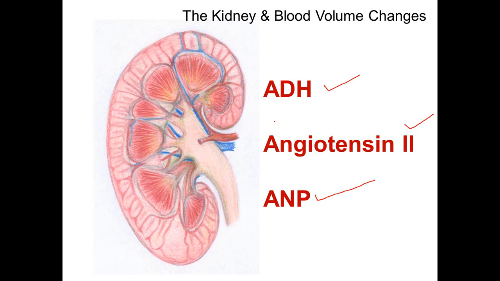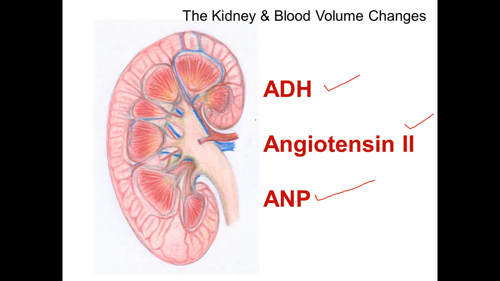So it works rather like this. If we need to increase our blood volume, then we can retain fluid in our blood. If we need to decrease our blood volume, we can release fluid from our blood in our urine and therefore reduce the blood volume. And by reducing blood volume, we reduce blood pressure.